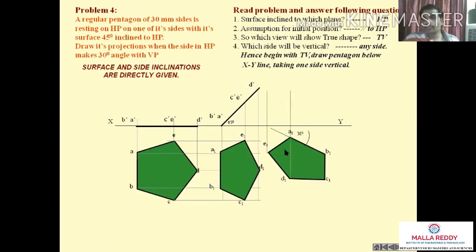Then to get the final front view, we have to project upwards. So this is the final front view, reduced length A1 dash, B1 dash, C1 dash, D1 dash, and E1 dash. So this is the final front view, and this is the final top view. So this is a five-sided, or pentagon, problem inclined to both the planes.